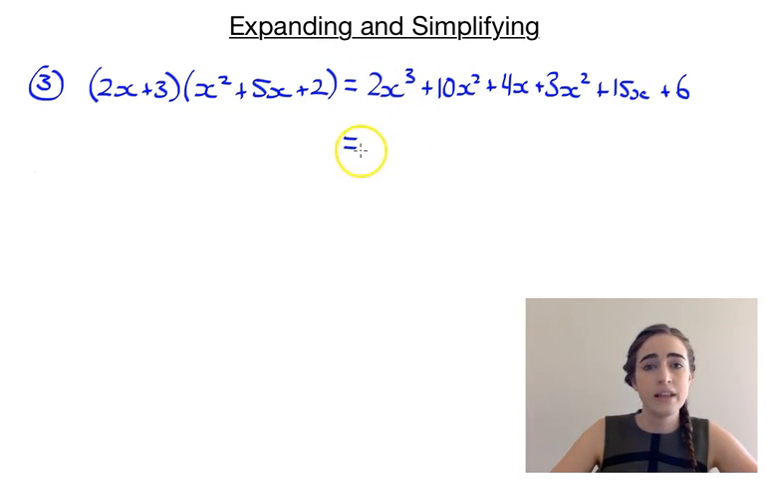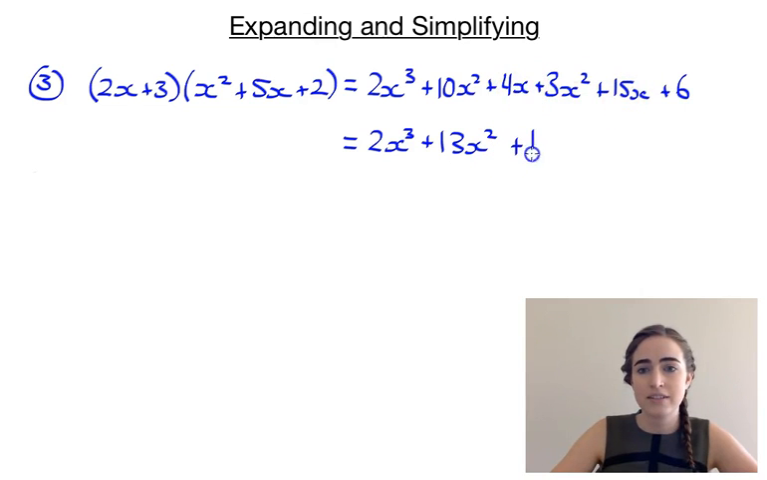So our 2x cubed, that's the only x cubed term, so it's going to stay as is. Then we've got a 10x squared and a 3x squared, so it'll be plus 13x squared. We've got our 4x and our 15x, so plus 19x. And then we've got our plus 6 on the end as the only constant term as well.